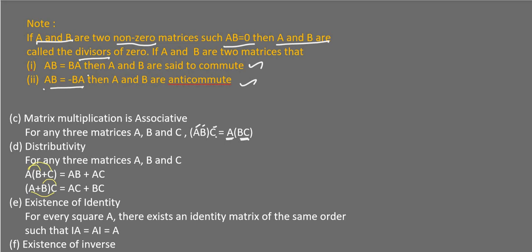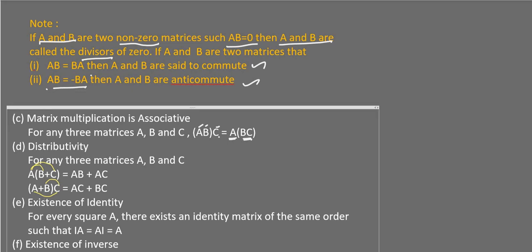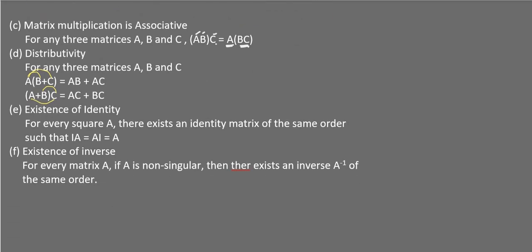Existence of identity: under addition we saw the identity element is equal to 0. Under multiplication, the identity is I, the unit matrix. So for any given matrix A, if we multiply it by the identity matrix, that is the unit matrix, it will give us the same A. So I is the identity matrix here.